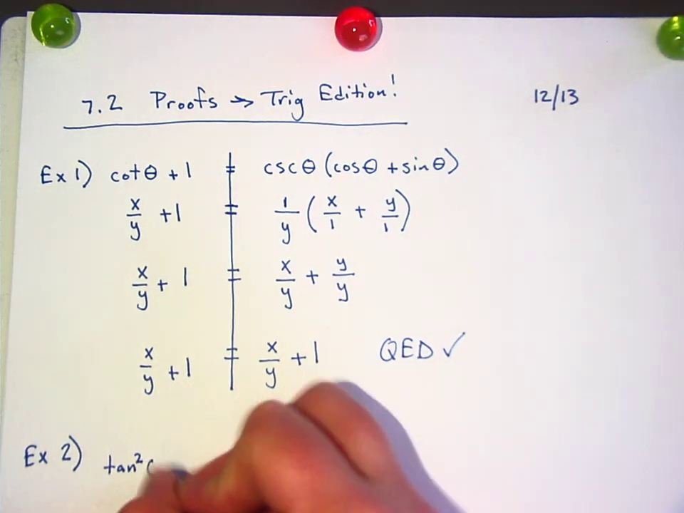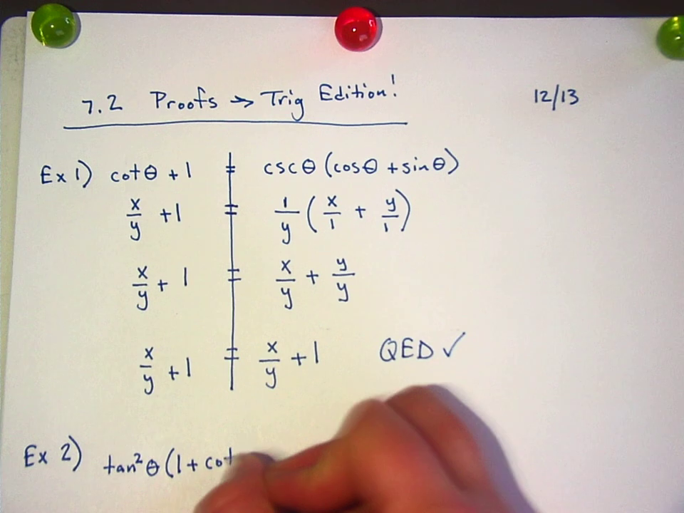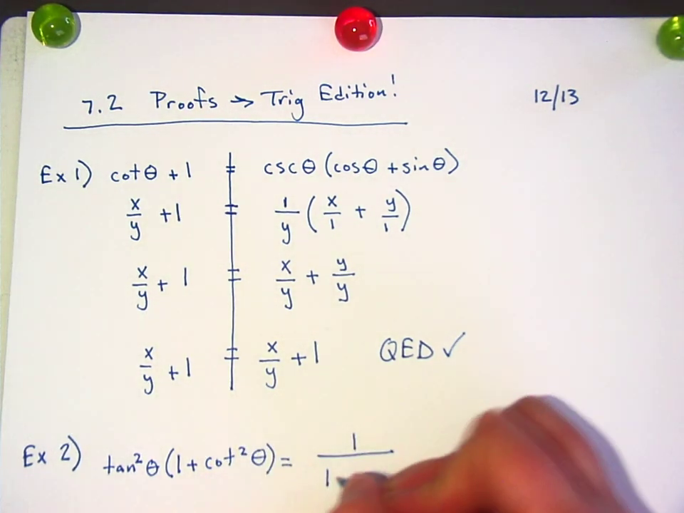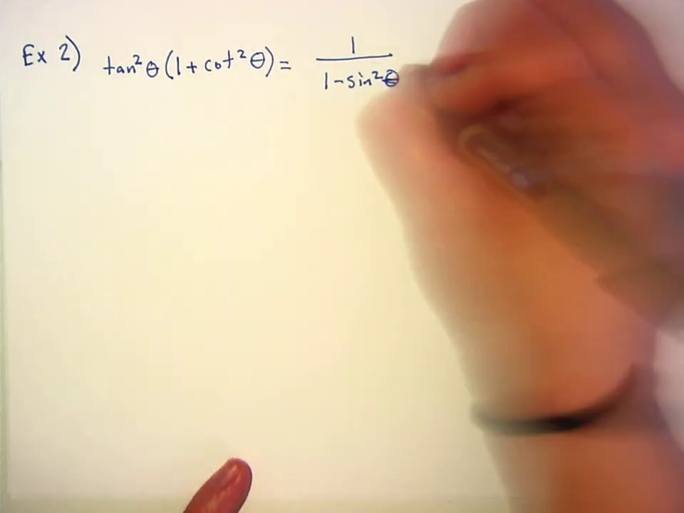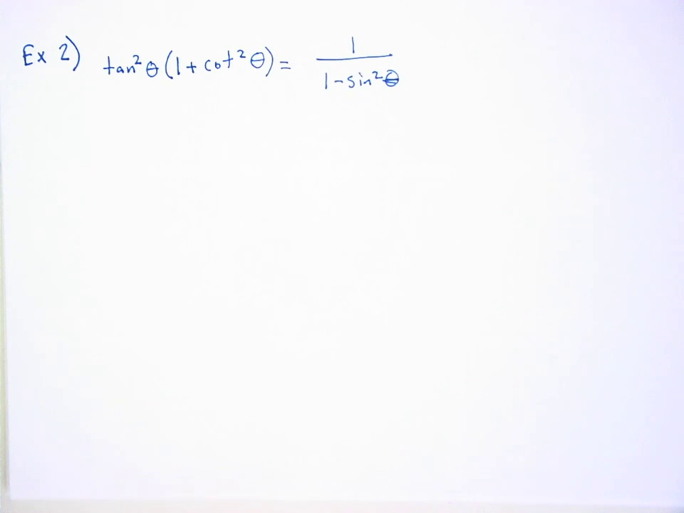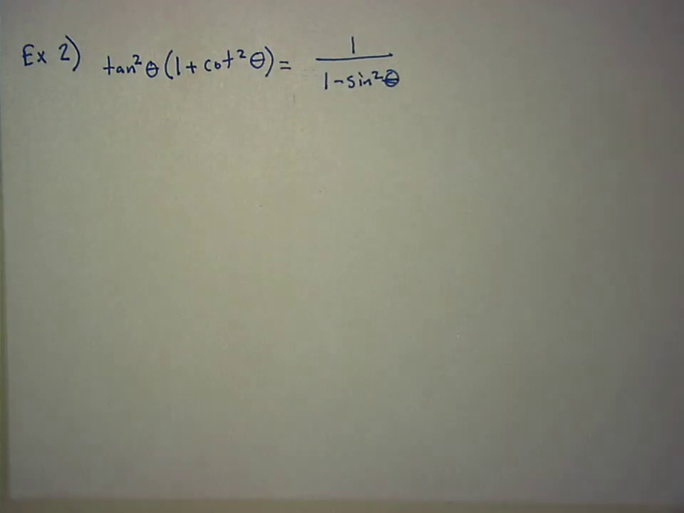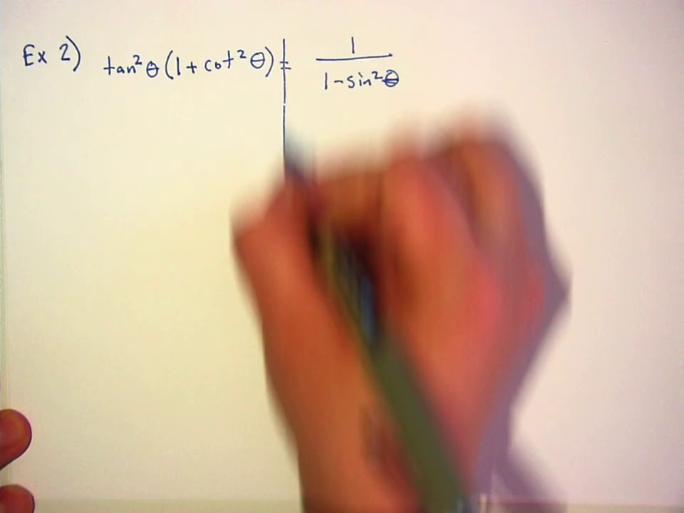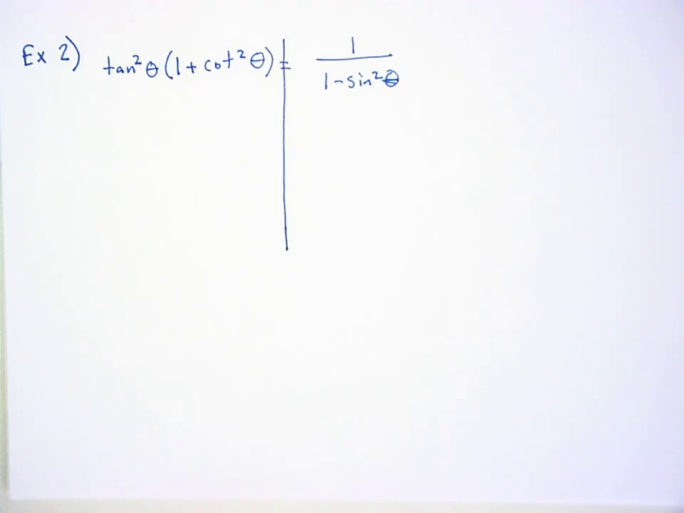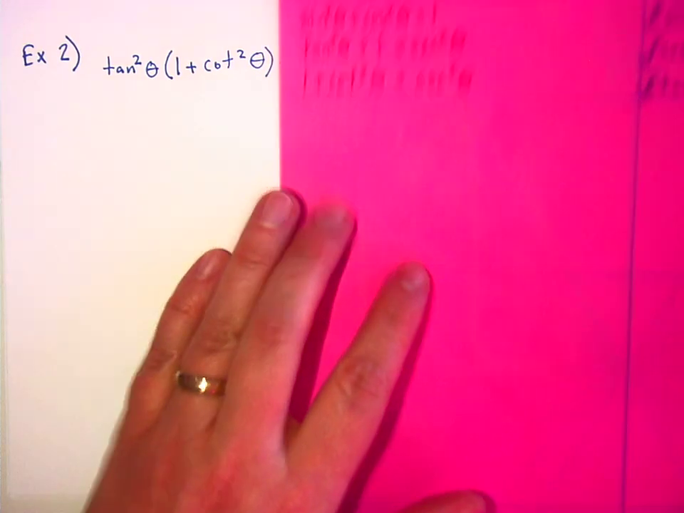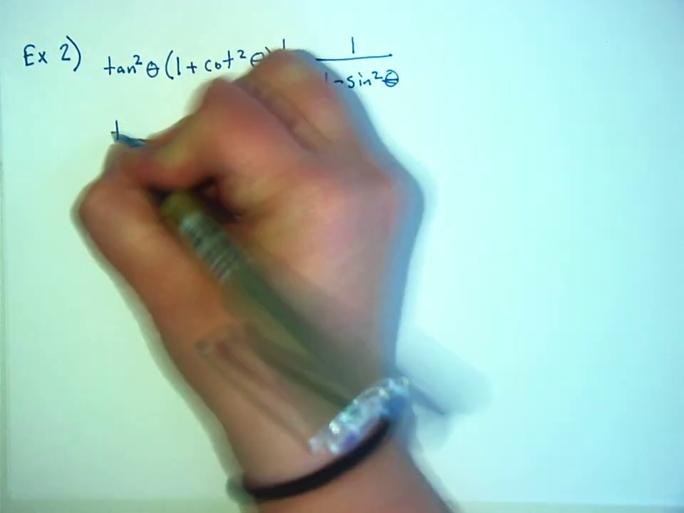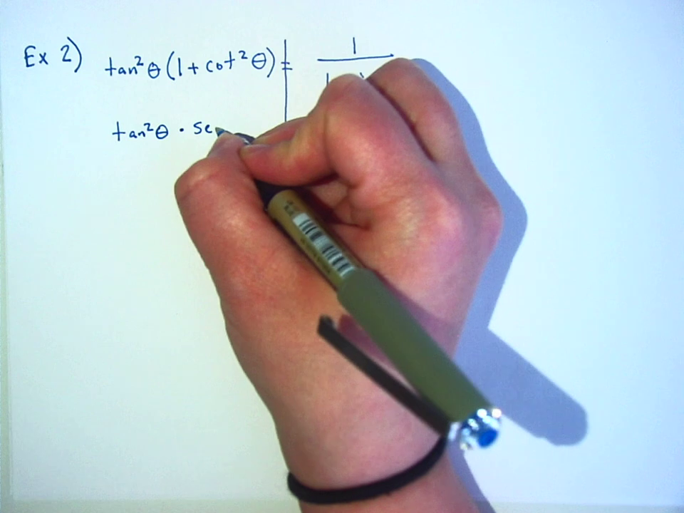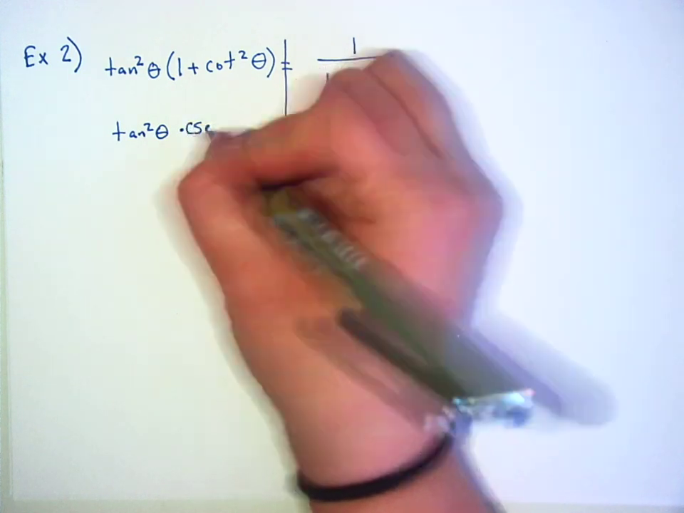Tangent squared theta times 1 plus cotangent squared theta equals 1 over 1 minus sine squared theta. All right, I'm looking for brilliant ideas. Remember, you can't cross the line. Kyle: Right off the bat, we just change the 1 plus cotangent squared to secant squared. Okay, so on the Pythagorean identities on the back of our sheet, it says 1 plus cotangent squared equals cosecant squared, which is right here. So, good idea. So let's change that to secant squared. No, wait, cosecant? Cosecant squared.